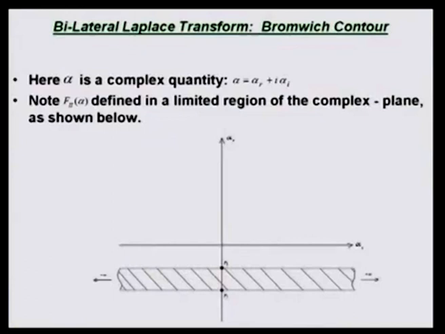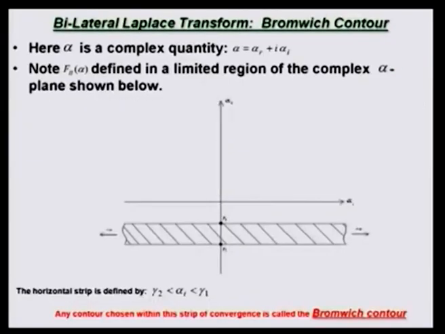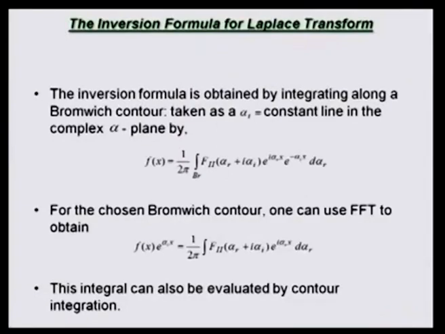Unfortunately, though, not many people use this Bromwich contour integral method. So, what you are seeing here is what we are going to perform. I have underlined that the Bromwich contour lies inside that strip of convergence, okay? And that strip is defined by alpha I ranging between gamma 1 and gamma 2, right. Okay.